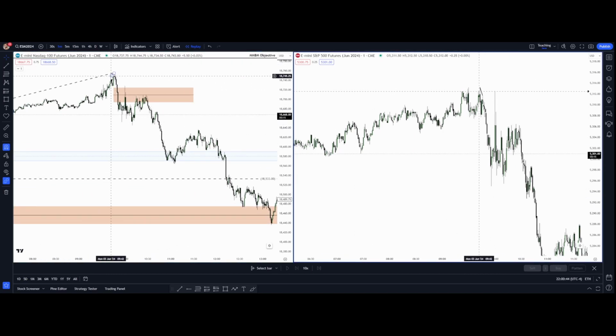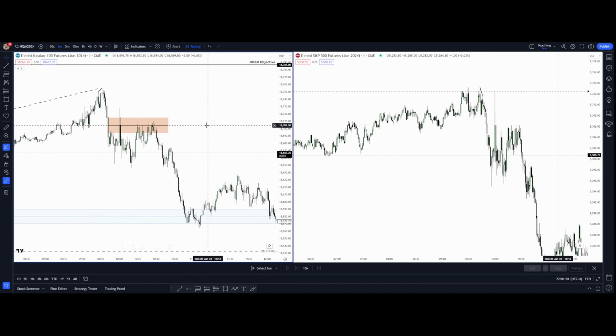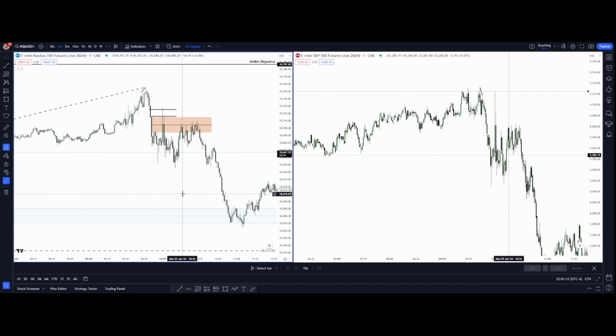So initially, SMT divergence, displacement, right? And that displacement is basically a fair value gap. Here, let me annotate the lower one, because that's the accumulation fair value gap. The upper one is the IFED fair value gap. It doesn't necessarily go up there, but it did because there was 10 o'clock news, a red folder news driver.